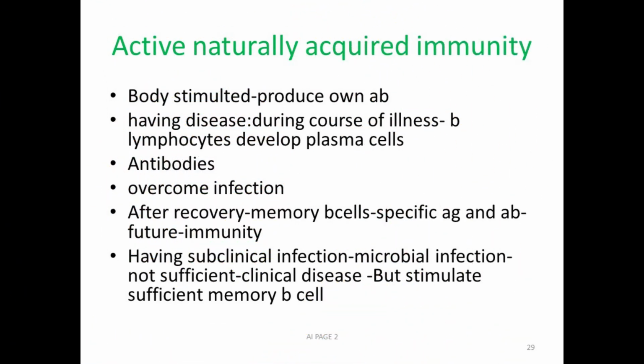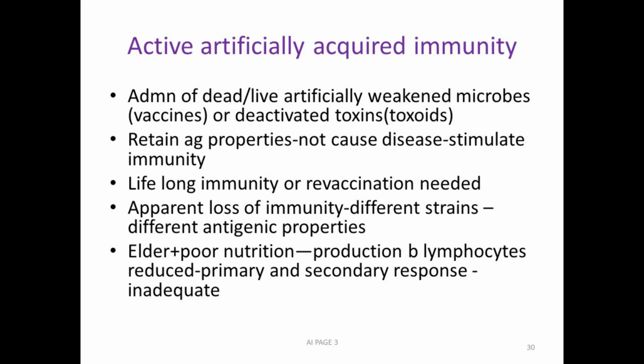Active naturally acquired immunity is when the body is stimulated to produce its own antibody due to the exposure to the antigen, and for the second time, even after the recovery, the memory B cells are there in the body, which are very specific for that particular antigen for future immunity. The other one is artificially acquired active immunity. The basis is the vaccination, wherein the antigenic property is retained in the vaccine, but it doesn't produce any disease. Rather, it stimulates the immunity, producing either a lifelong immunity or sometimes revaccination or booster doses are needed in certain vaccinations.